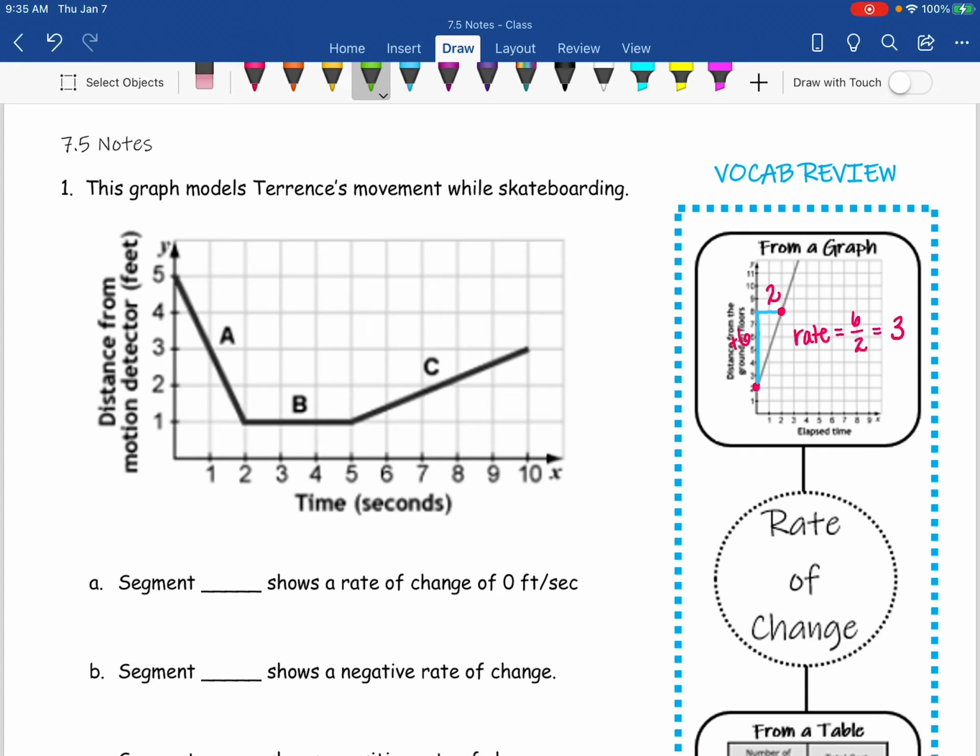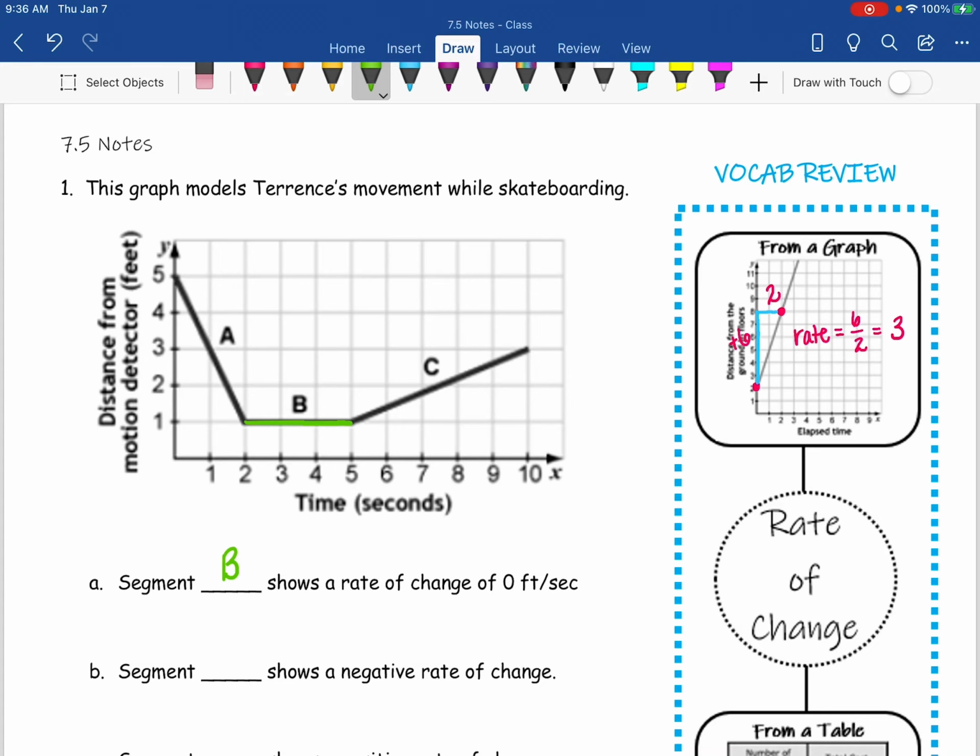There's no movement. So if we look at these 3 pieces, B is the section that indicates that Terrence is stopped, right? A horizontal line means that he's stopped. And if you look at that, time is going on, but there's no vertical change. So there's no change in distance. So segment B is where Terrence is stopped, and that is a rate of 0.